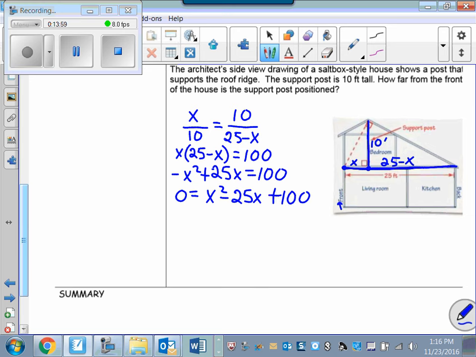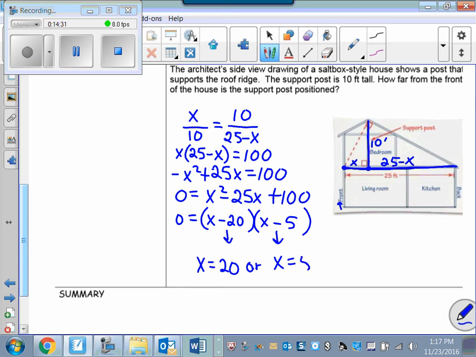Now I got to factor. So 0, let's see, I need the factors of positive 100 that add to negative 25. So I'm thinking of negative 20 and negative 5. Right? I think that does it. x squared minus 25x, yeah, that'll do it. So when I set each one of these equal to 0, I get x equals 20 or x equals 5. Well, in this case, it can't be both.